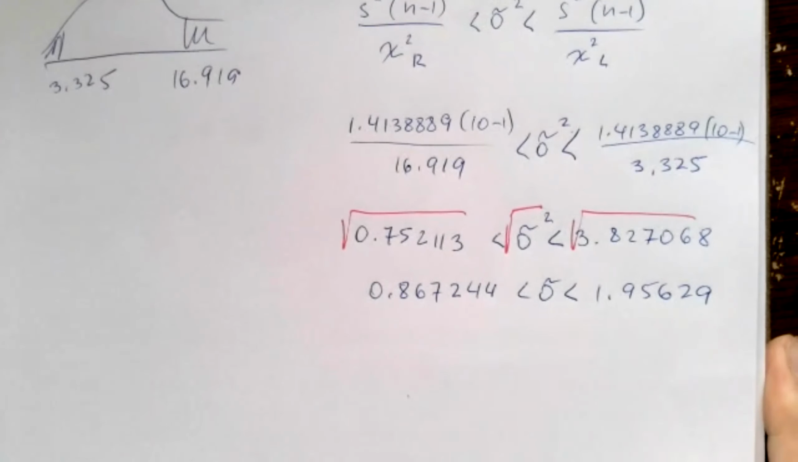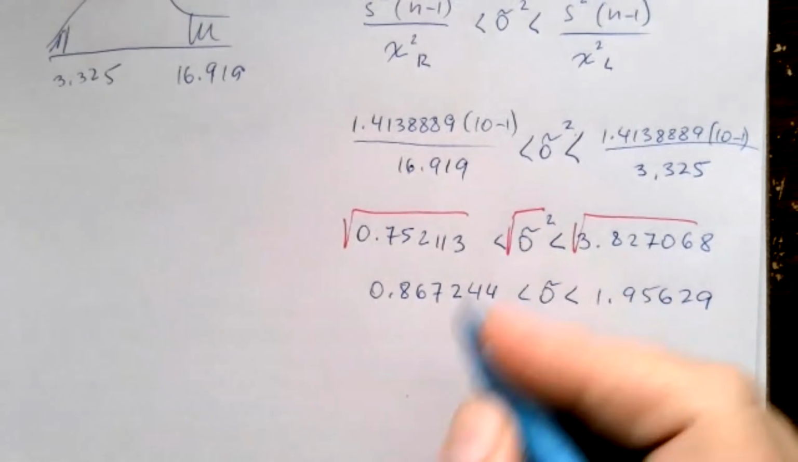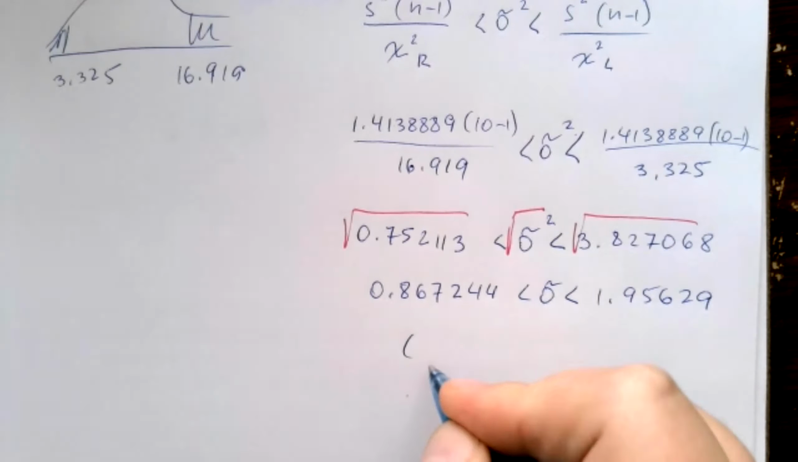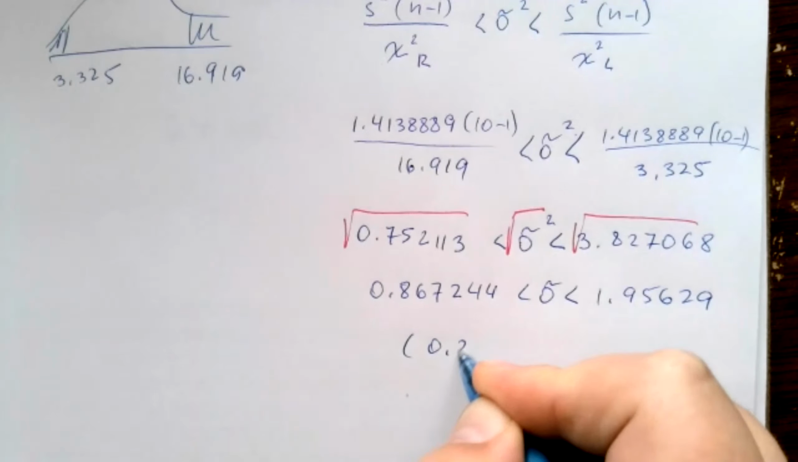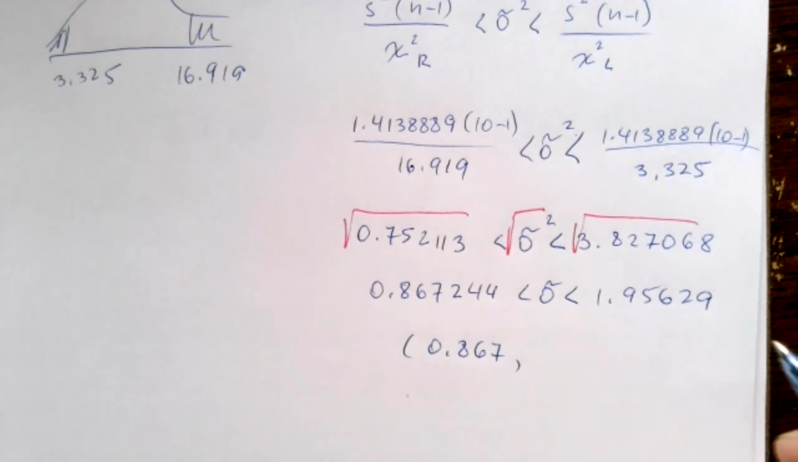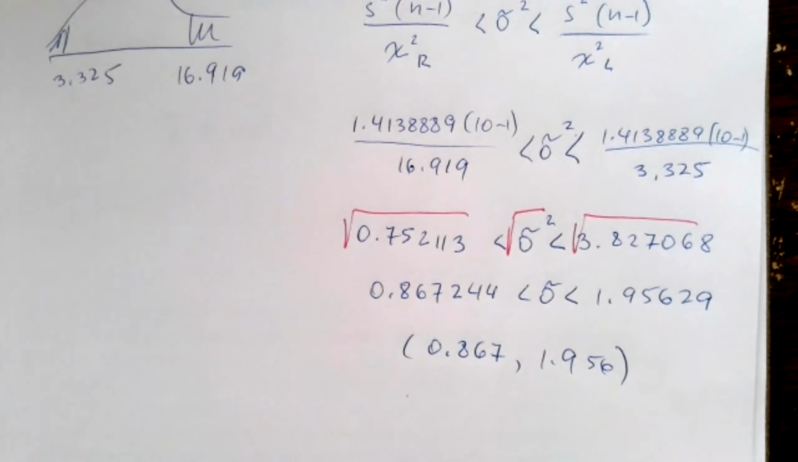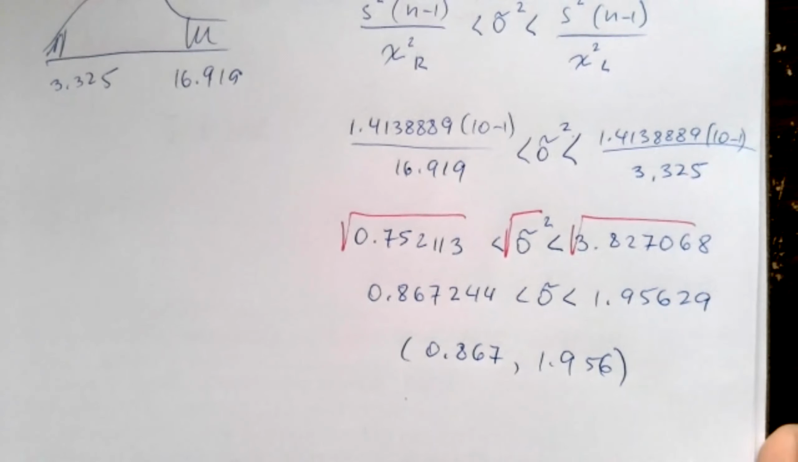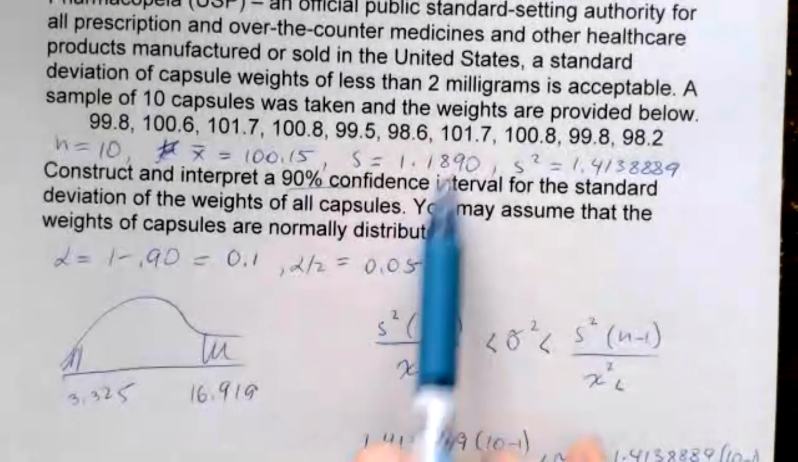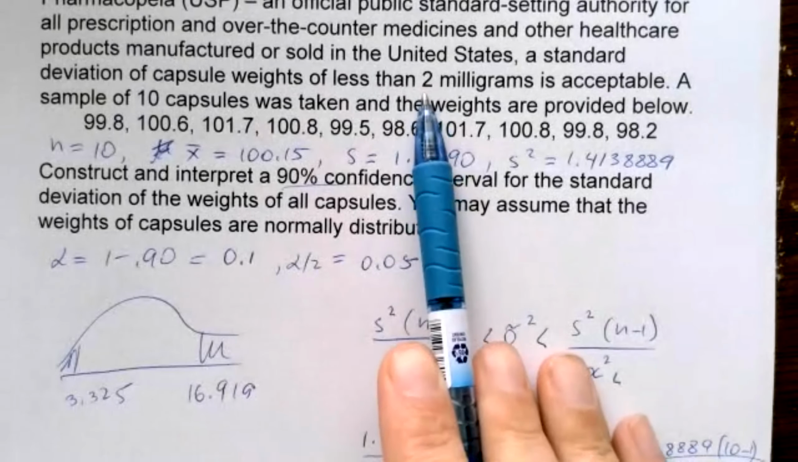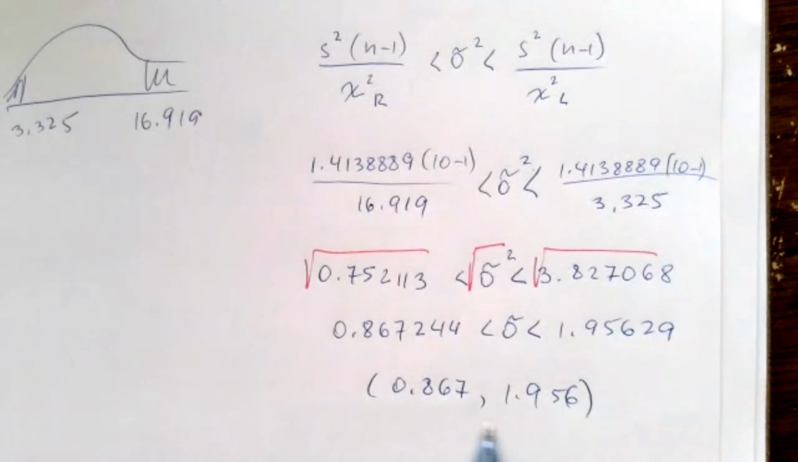Okay, so this is one way to write the interval. Another way, and I'm going to round to 3 decimals, would be 0.867 to 1.956. So that would be another way of writing that interval. Okay, now let's go back to the question. Are we within the standards? And the answer is yes, because our entire interval is below 2.